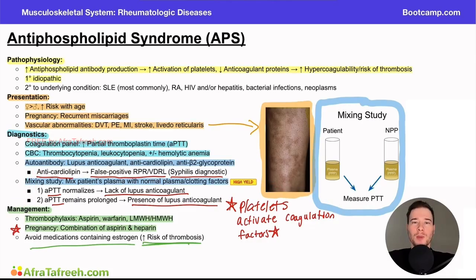Now, when we think about the management here, we're thinking about thromboprophylaxis. We don't want patients to have these presentations, right? So we're going to treat them with things that can decrease the likelihood of this happening, including aspirin, warfarin, or heparin. Key patient population here is pregnancy: we want to avoid warfarin because of its teratogenicity, and thus we're going to stick to aspirin and heparin. Also, we want to avoid making these patients further hypercoagulable by avoiding things such as estrogen that can increase the risk as well.